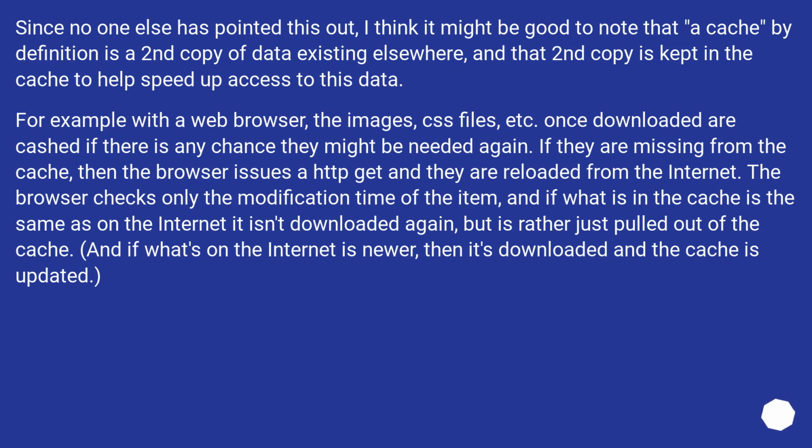If they are missing from the cache, then the browser issues an HTTP GET and they are reloaded from the internet. The browser checks only the modification time of the item, and if what is in the cache is the same as on the internet it isn't downloaded again, but is rather just pulled out of the cache. And if what's on the internet is newer, then it's downloaded and the cache is updated.